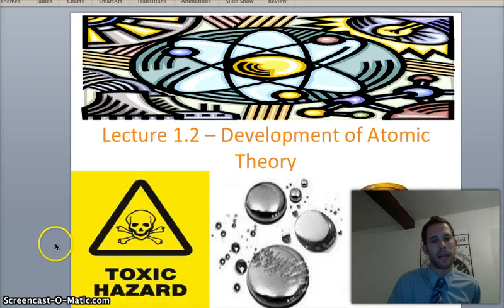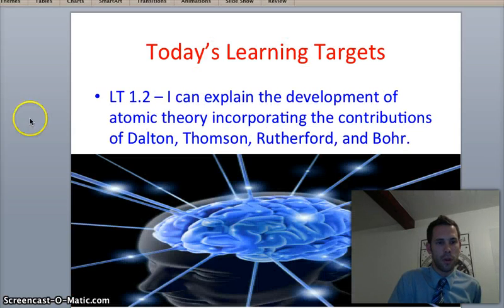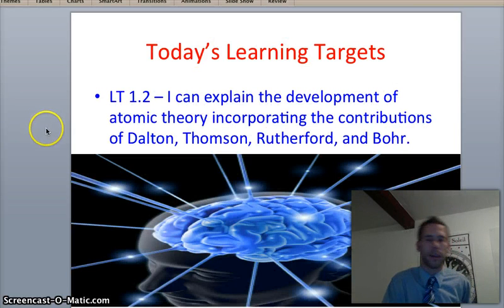Alright, ladies and gentlemen, today we're going to go over lecture 1.2, the development of atomic theory. We're going to focus on 4 great thinkers of our era and their experiments. We're going to use them as a timeline to understand the development of the atomic model.